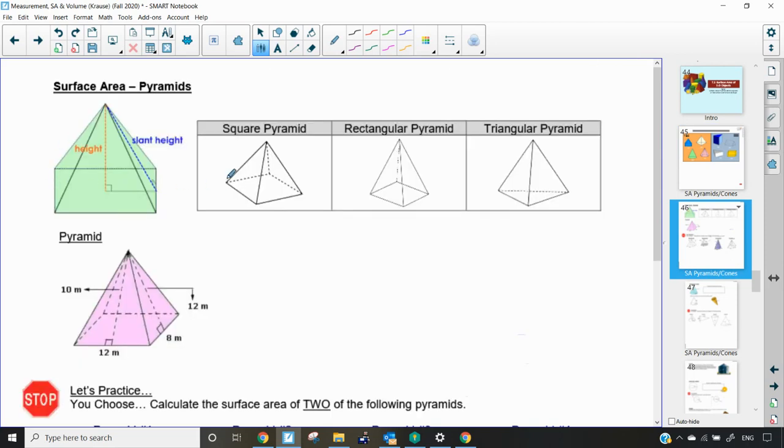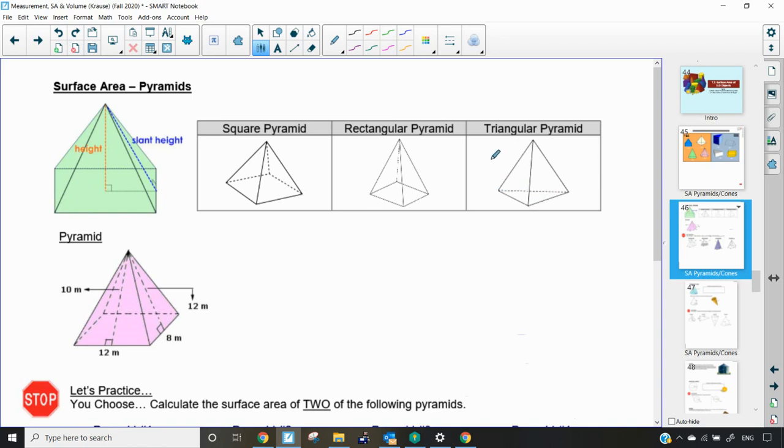First of all, it's important for you to know that there are different kinds of pyramids, as we just talked about. With a square-based pyramid, my base is a square, and with a rectangular pyramid, my base is a rectangle. That means my lengths and widths are not the same size. And with a triangular pyramid, my base is a triangle.